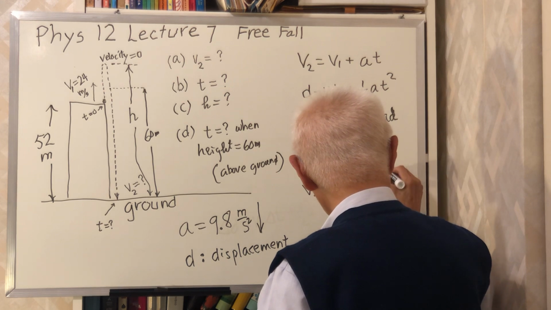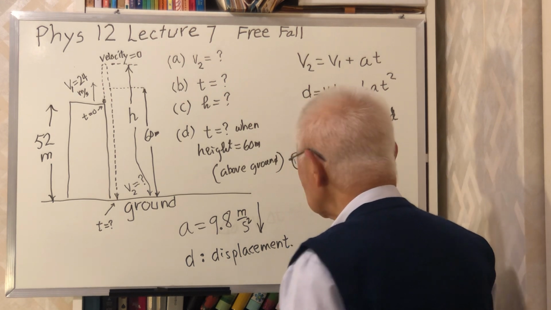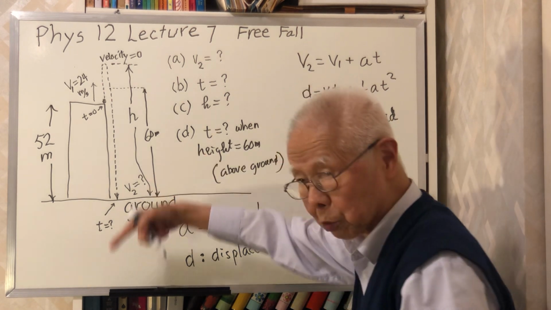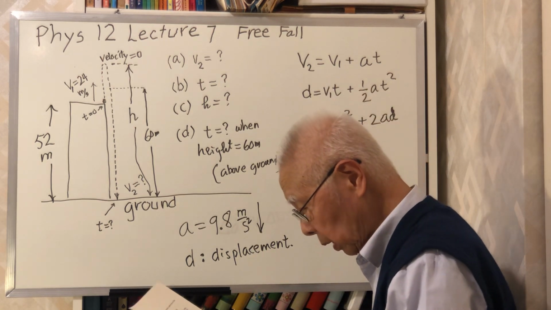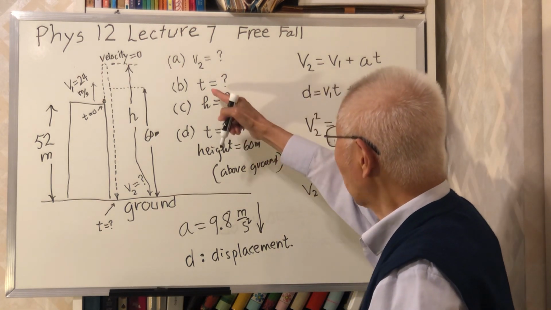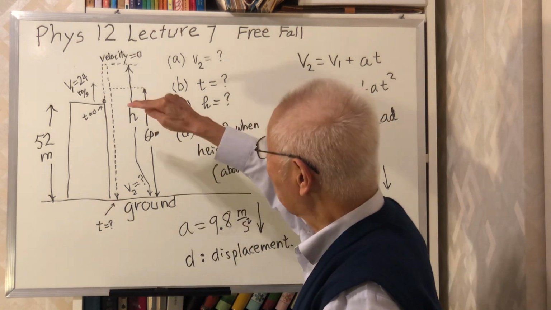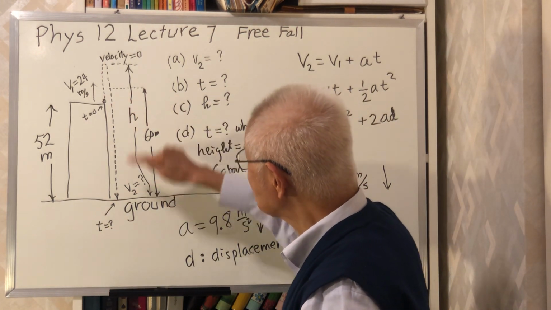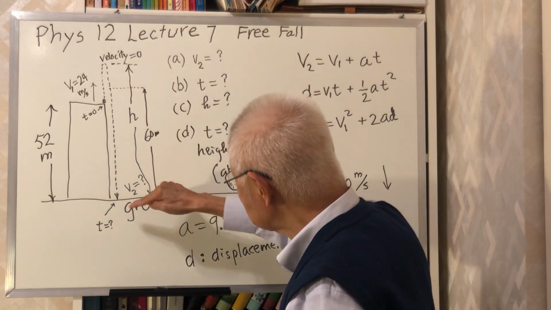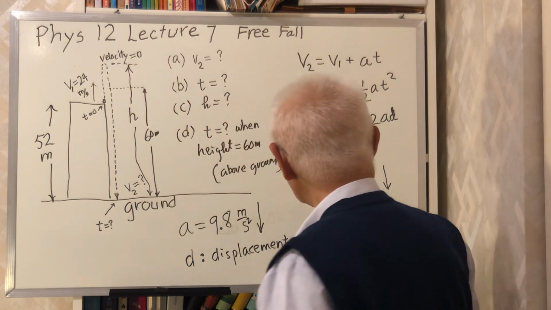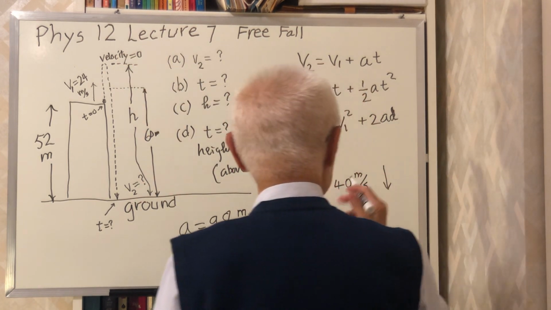40 meters per second downward. V2, of course, is downward, right? Yeah, okay, V2 is right. So part B, what is the time? The time interval from the beginning to the end. What is the time there? Okay, so how do we find that?